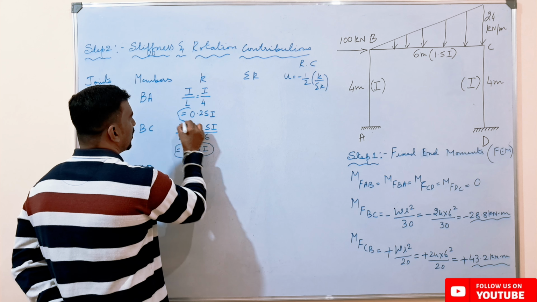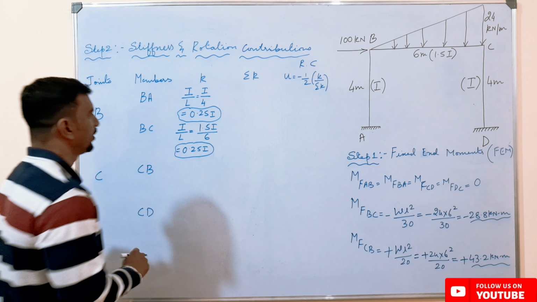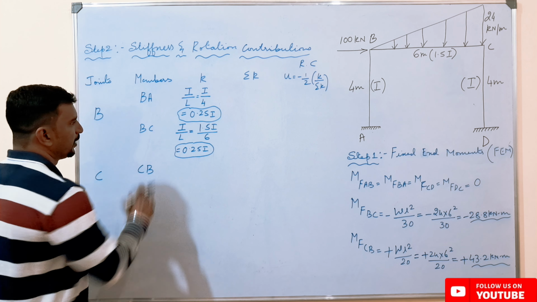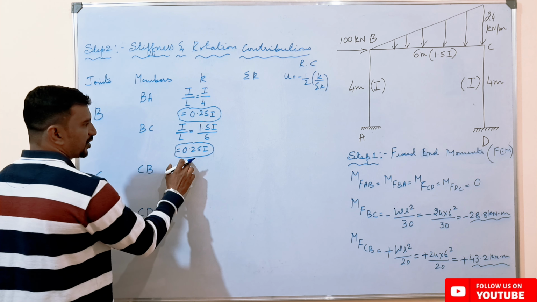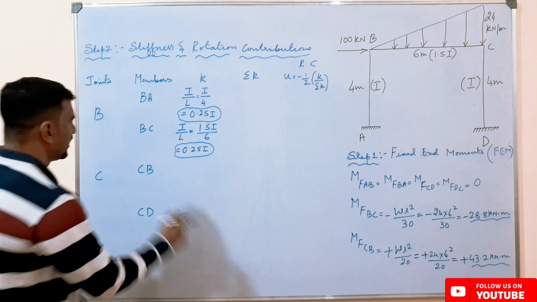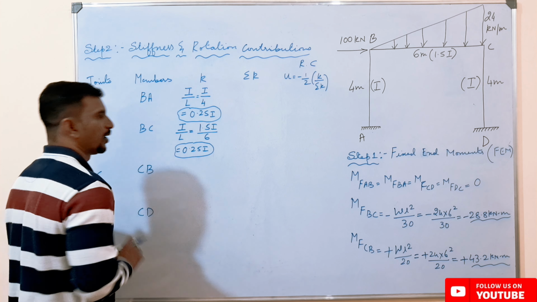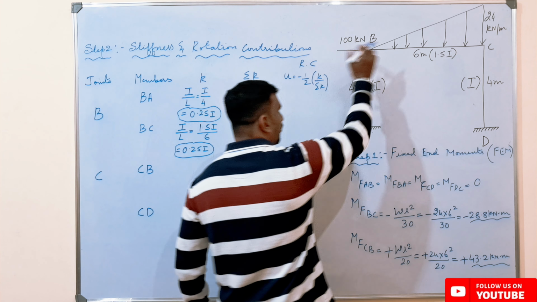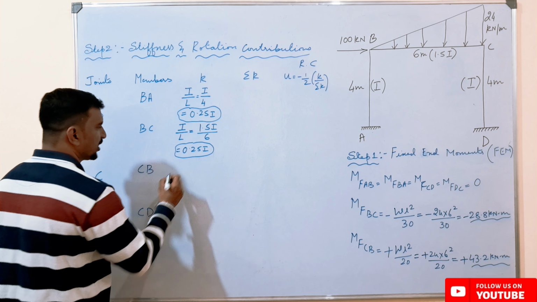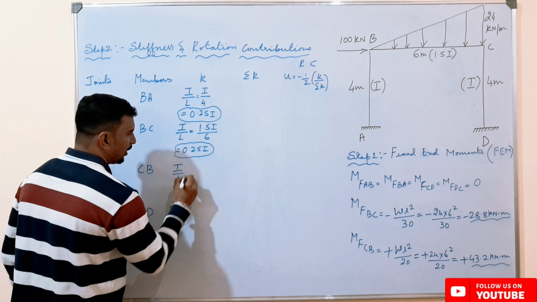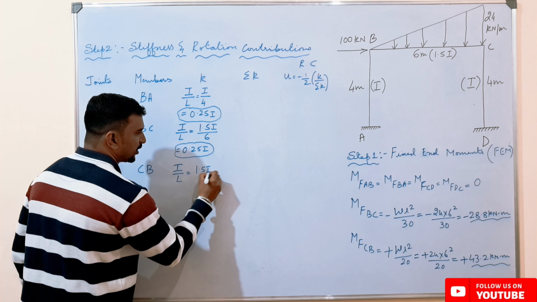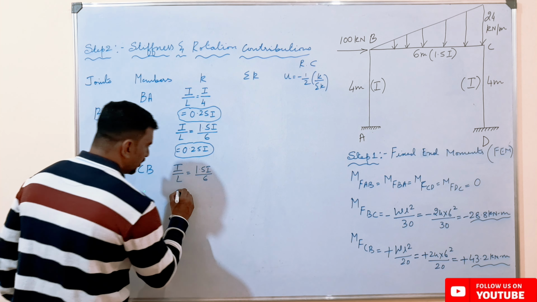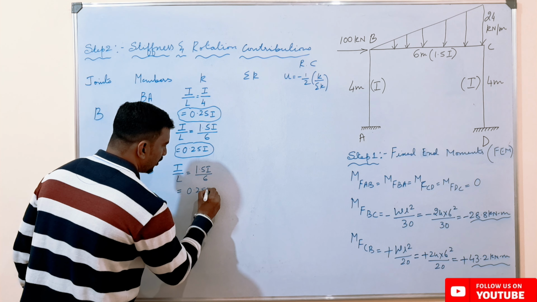So just highlight over here, so it will be easy. For member BA, the relative stiffness is 0.25 I, and for member BC also the relative stiffness is 0.25 I. Similarly for member CB, now C is the near end and B is the far end over here, and B is an intermediate support. For intermediate support, the relative stiffness is taken as I upon L. So the I value they have provided is 1.5 I upon the total span of 6 meters. So this gives a value of again 0.25 I.